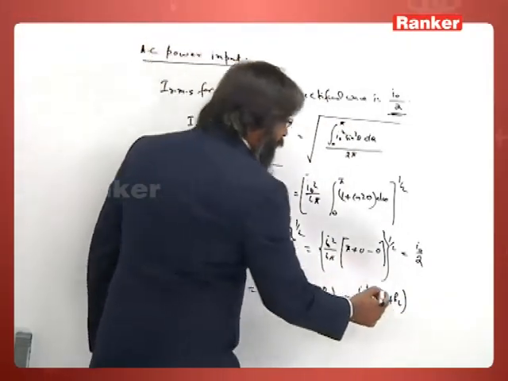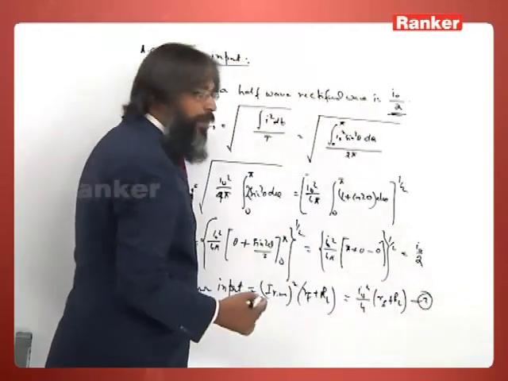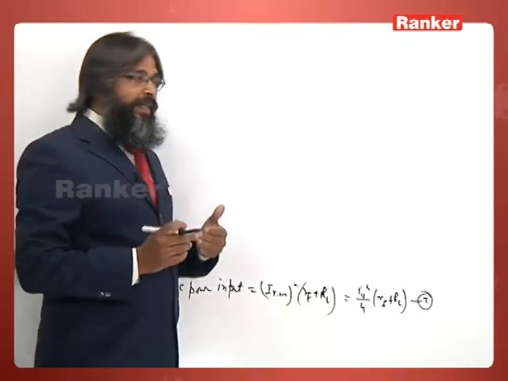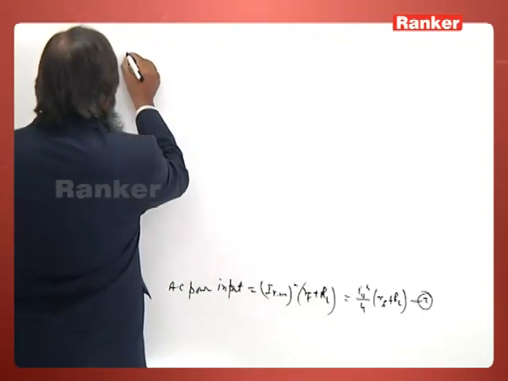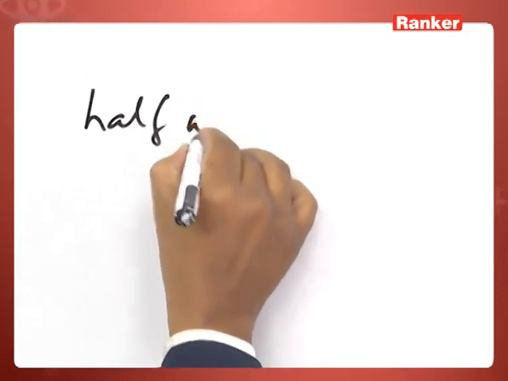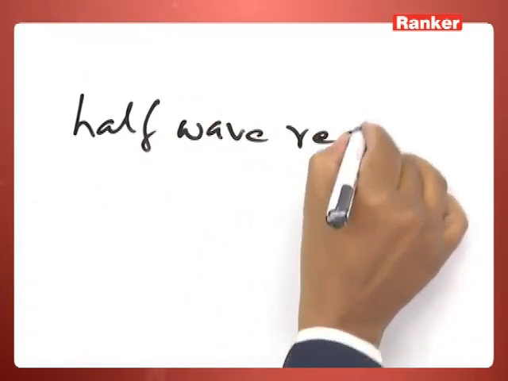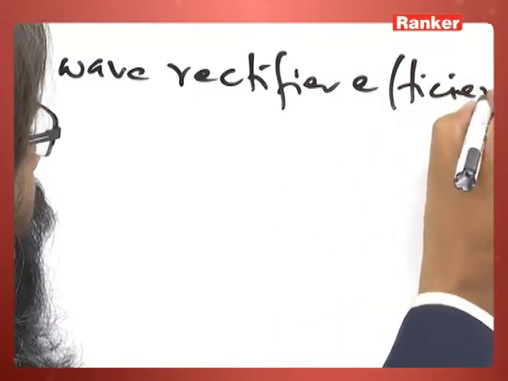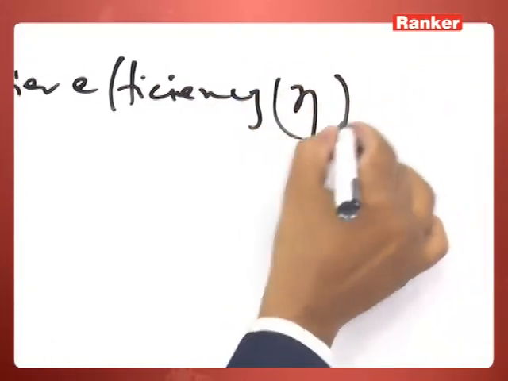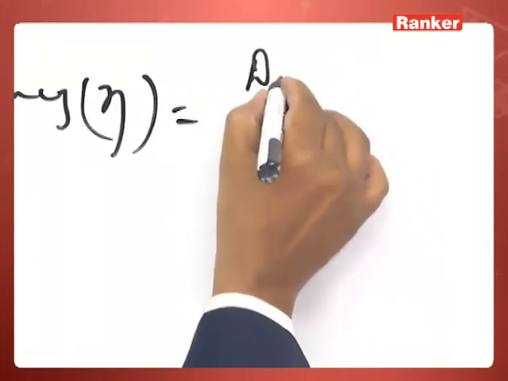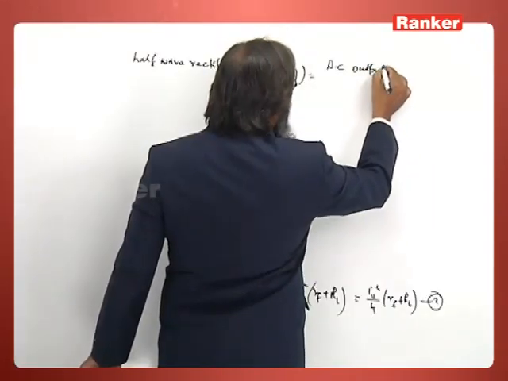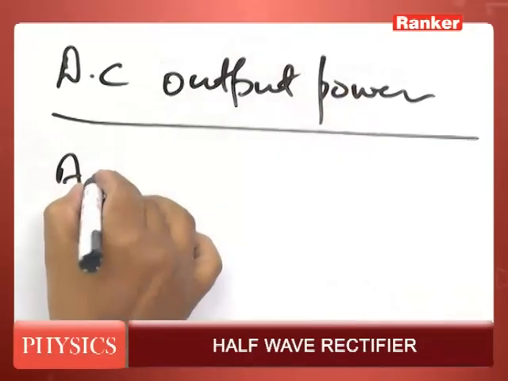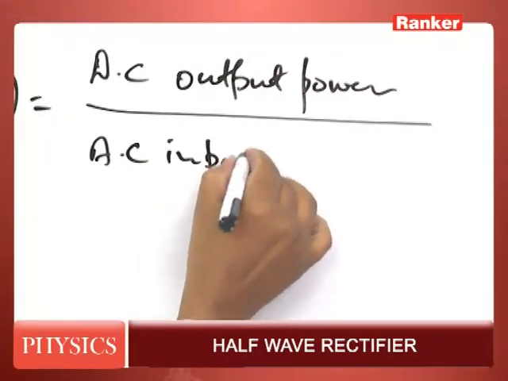Keep this point as equation 2, very important point. Please take down this. So now let us calculate the rectifier efficiency. Half wave rectifier efficiency, eta is equal to DC output power upon AC input power.